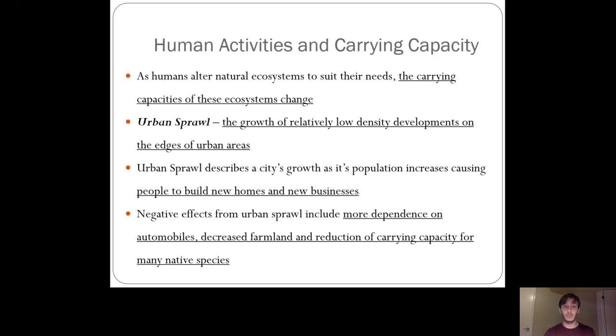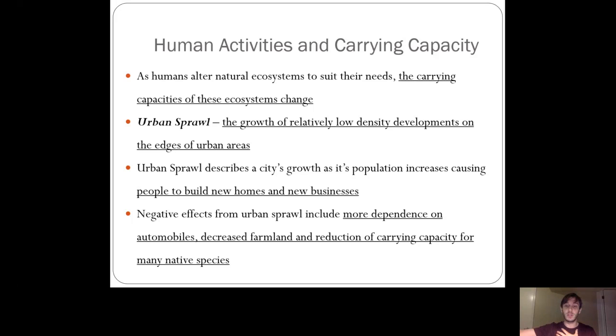Now, urban sprawl is how we gradually change different environments to suit us. Urban sprawl is about the edges of urban areas. So it's almost at like the city limits. And gradually over years or decades, cities will grow larger and larger by building new homes and then new businesses. Now that means we're depending on automobiles to get around. We don't have as much farmland. And then most importantly, those native species that would have been in that area, well, we're ruining their ecosystem.